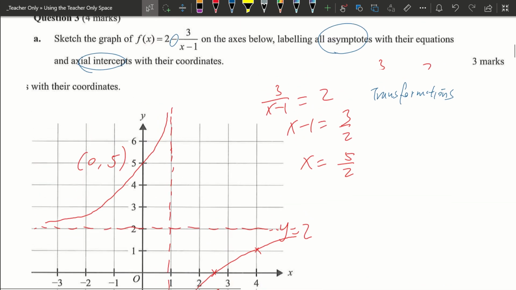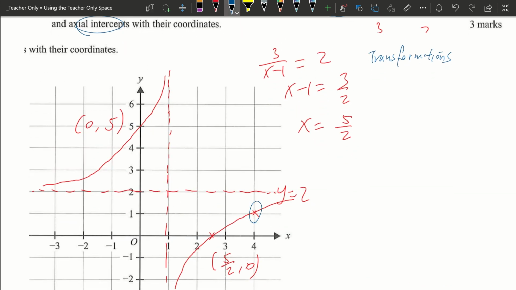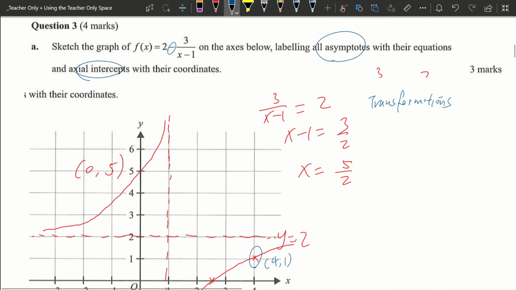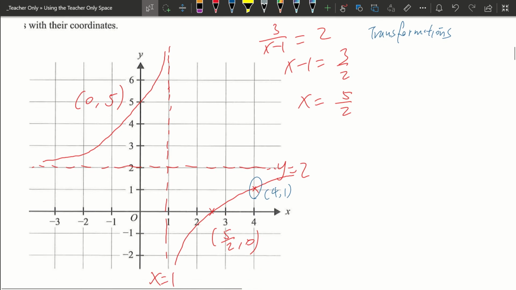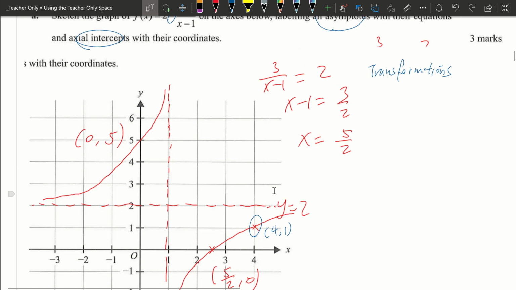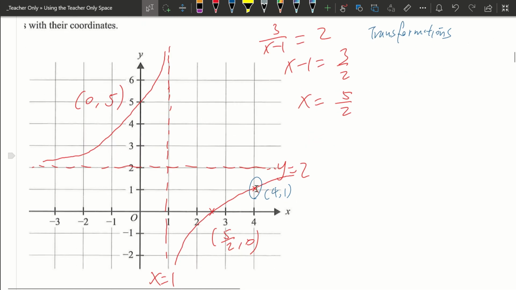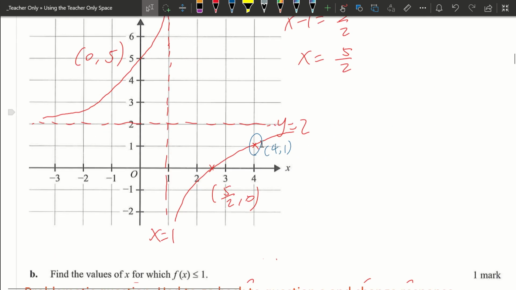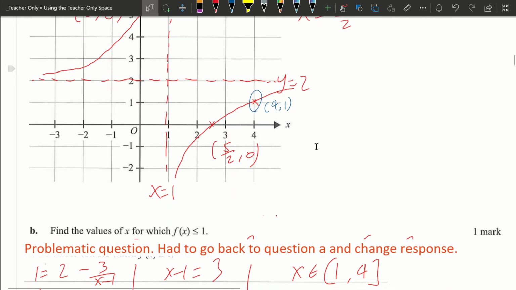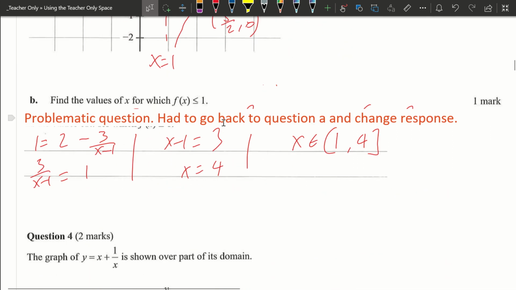Oh, by the way, I've got this dot here, which is for 1. When I first did question 3a, that wasn't there. So this particular cross, this point, wasn't really labeled or noted when I first did question 3a. And now, to explain why this is in my answer now: because I did question B.